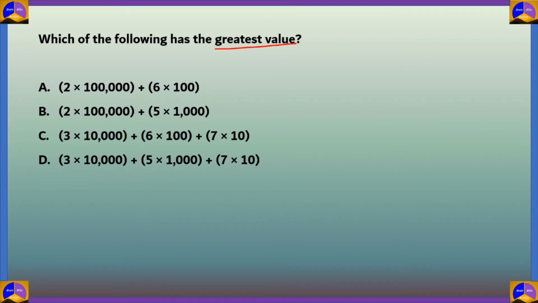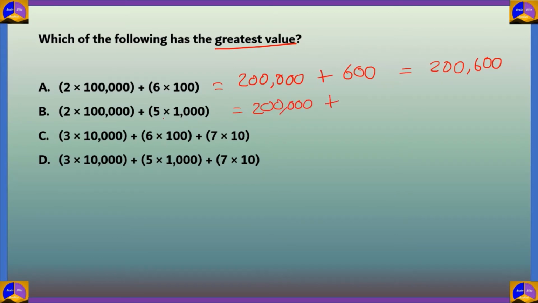Let's solve each of these equations. So, 2 times 100,000 is equal to 200,000 plus 6 times 100 is 600, which is equal to 200,600. Next, 2 times 100,000, 200,000 plus 5 times 1,000 is 5,000, which equals 205,000.